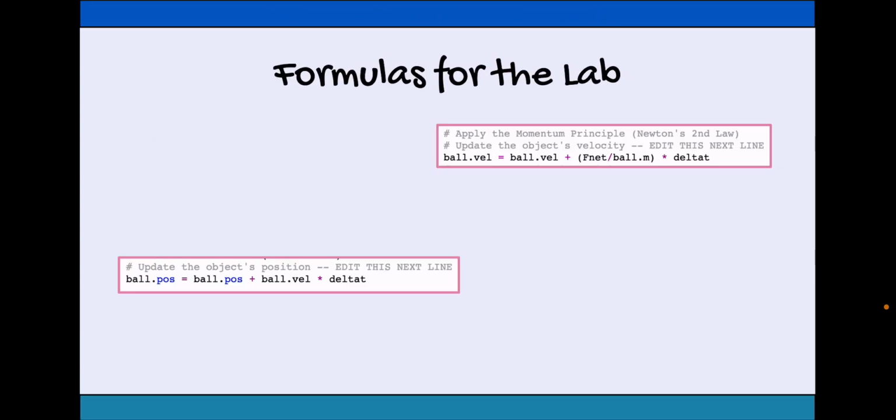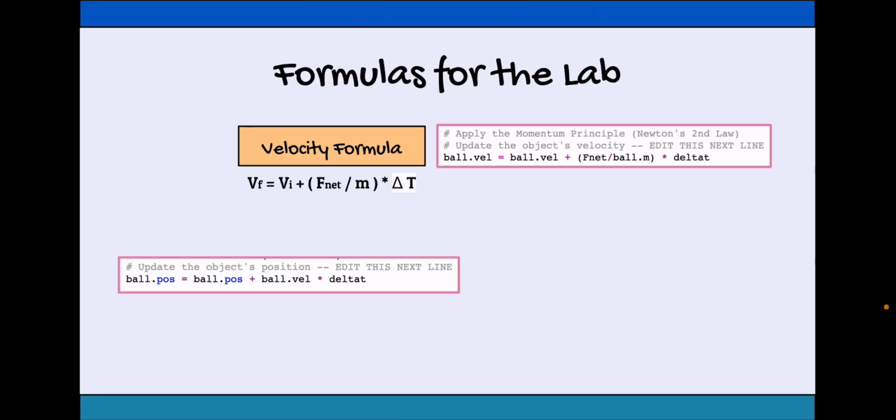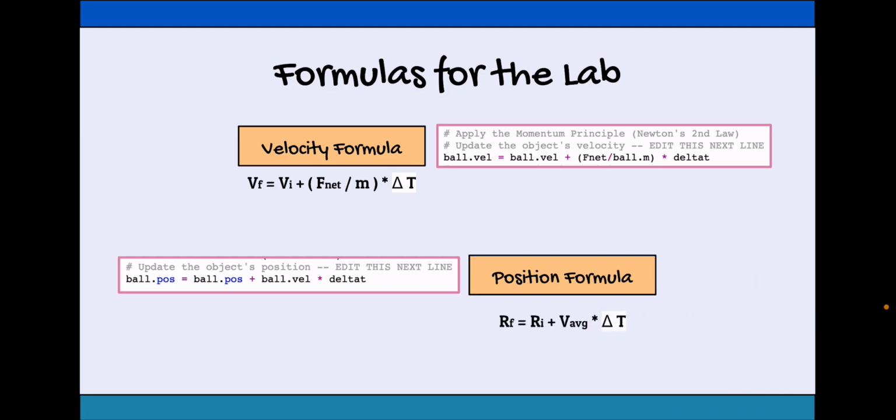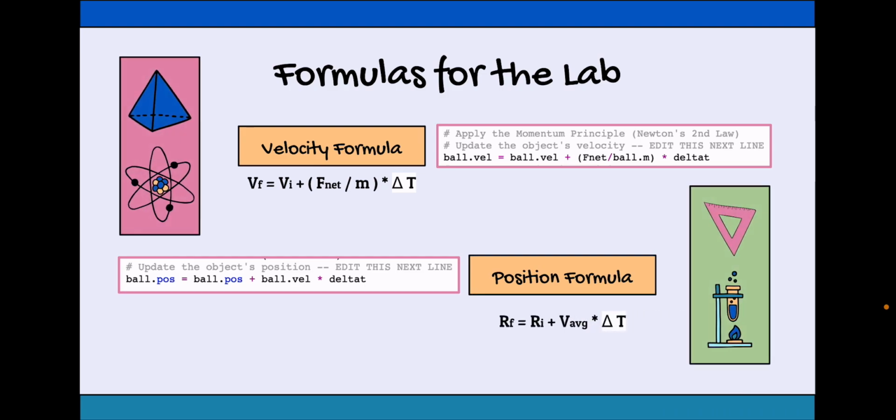The formulas that we're going to use in this lab are a velocity formula, which equals initial velocity plus F net divided by the object's mass times the change in time. And to the right, you can see where I applied this formula into my GlowScript code. The second formula is the position formula, which is equal to the initial position plus the average velocity times the change in time. And to the left, you can see where I inputted this formula into the GlowScript.